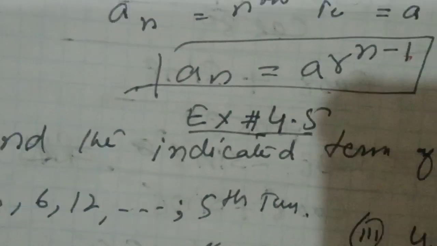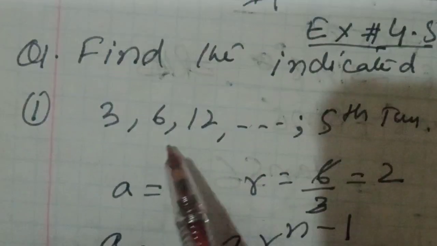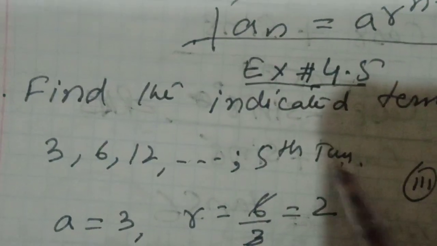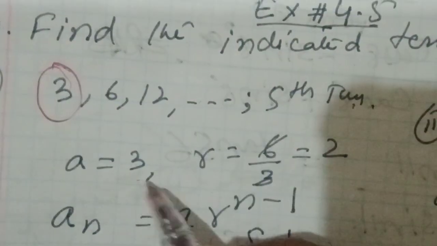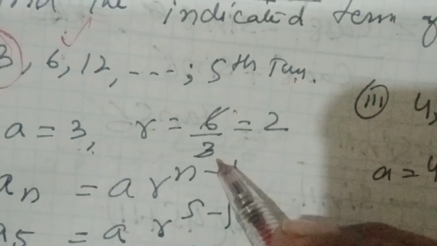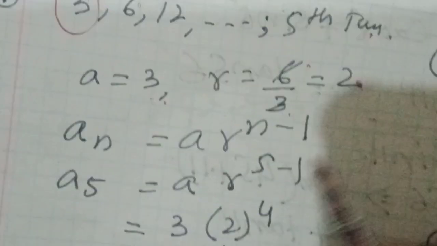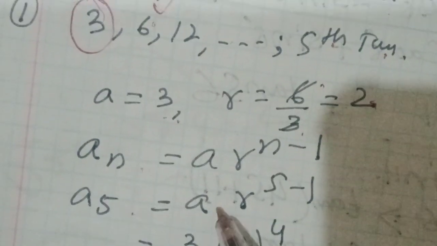Now let's take the examples from our exercise. Question 1. Find the indicated terms. The first part is 3, 6, 12, up to the fifth term. You have to find the fifth term. Here the first term A is 3. Now what is the common ratio? The common ratio is the second term divided by the first, 6 upon 3, which is equal to 2. Now this is our nth term formula, and we are going to find the fifth term. So A5 is equal to A R to the power 5 minus 1, and this will give you 3 times 2 to the power 4. 2 to the power 4 means 16, and that will give you 48.